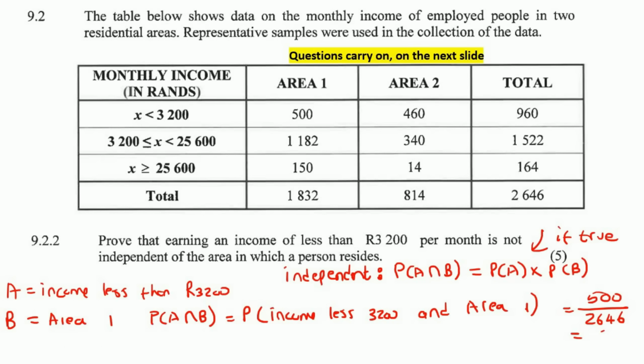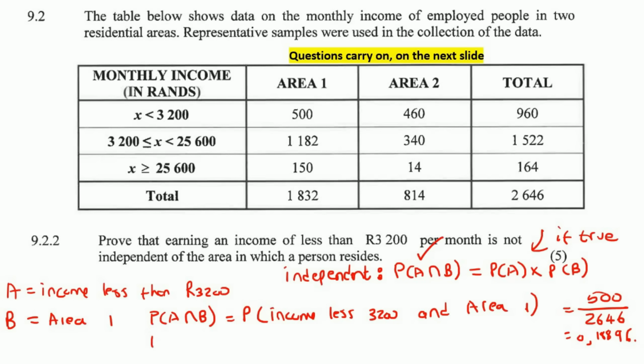Actually, let's keep this one. Let's write it as a decimal, because with these types of questions, it's easier with decimals for these independent questions. That's going to be 0.18896. Okay, now we've done this part of the formula. Now we need to get this one.